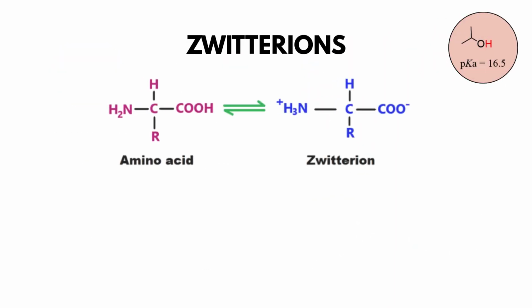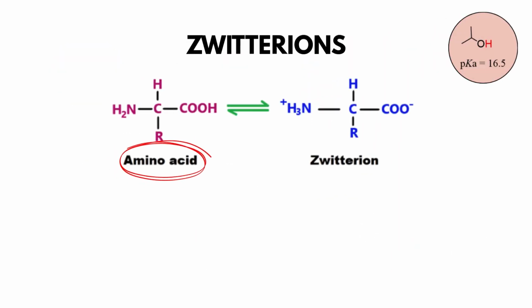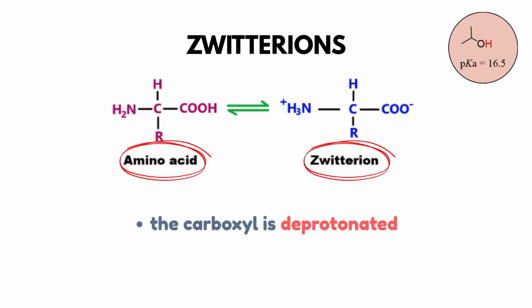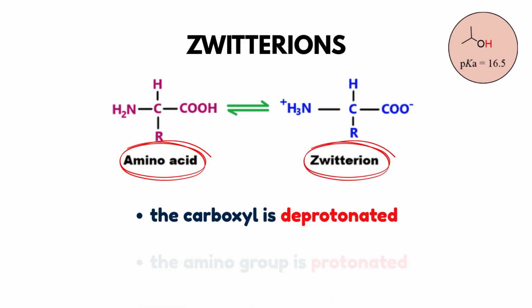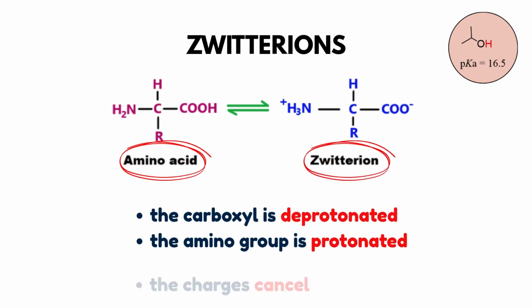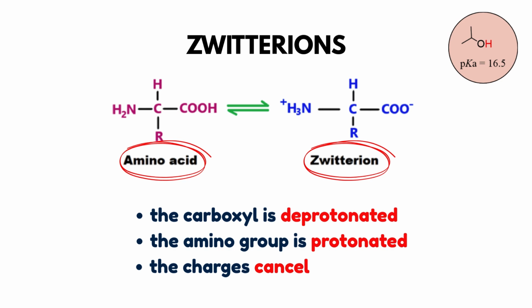Zwitterions. At the isoelectric point, the amino acid exists as a zwitterion. The carboxyl is deprotonated, the amino group is protonated, and the charges cancel. The MCAT loves to test whether you can recognize this neutral state.